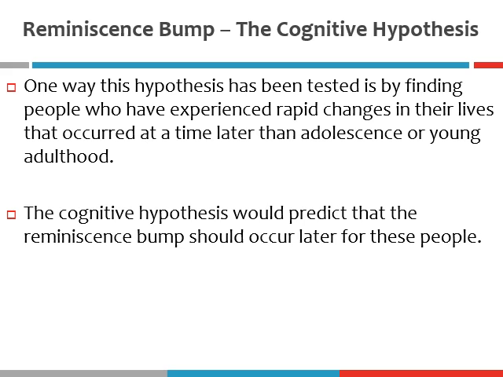So what researchers did is they looked at this population of people who had immigrated into the United States, and they compared people who immigrated during their 20s to people who immigrated in their 30s. So they expected that people who immigrated in their 20s would show the same reminiscence bump that people who had gone to college during this period would show. But for people who immigrated later, that reminiscence bump should shift to a later period.